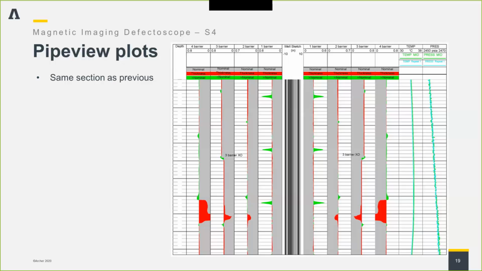What about the maximum size? We can go out to 20-inch casing.